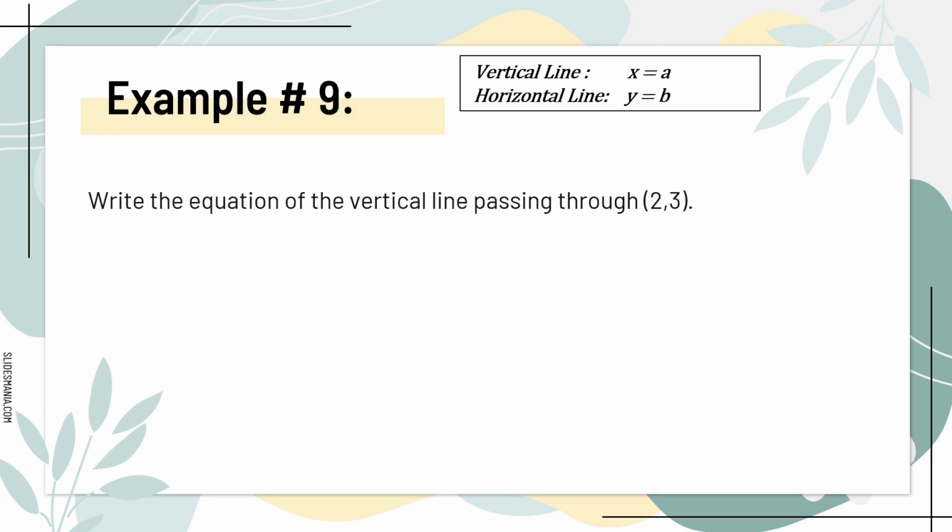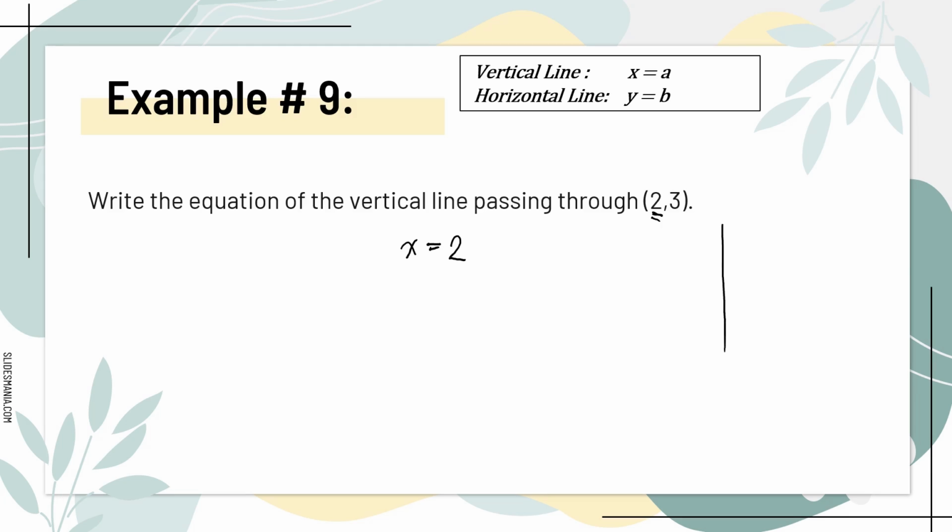So let's have an example. Write the equation of the vertical line passing through 2 and 3. So let's look at here. Your vertical line is given by this equation, x is equal to a. Therefore, just put x is equal to, what is your a or what is your x-intercept? Look at here, whatever your x is. X is equal to 2. Is that the answer already? Yes, that is our line, or equation of the line.